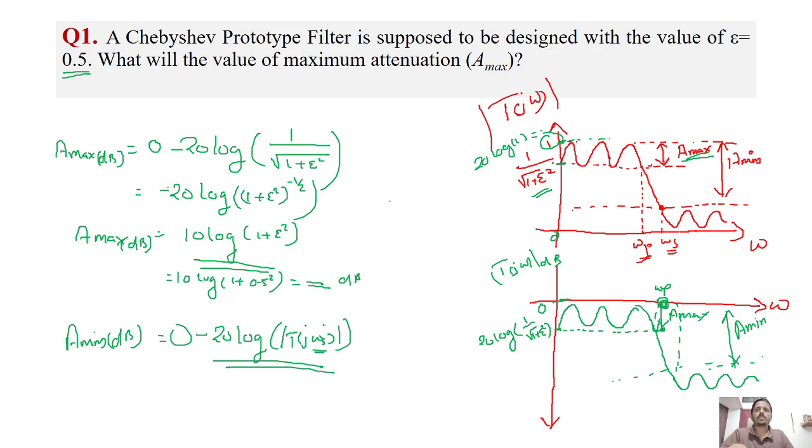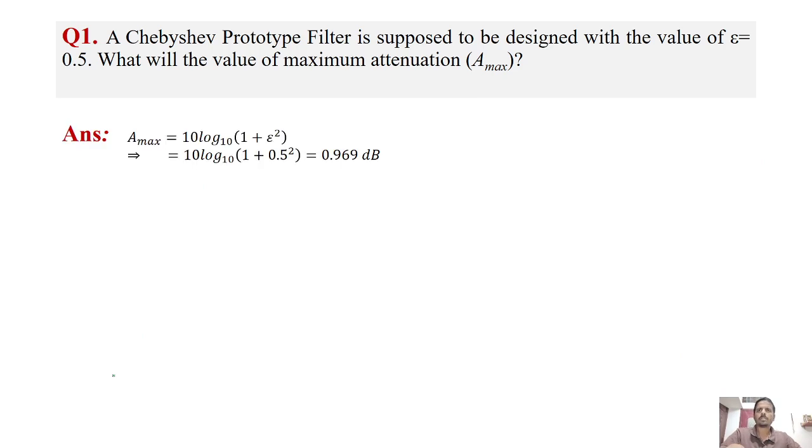So the question is to find only A max. We can find it directly by substituting in this equation, 10 log of 1 plus epsilon square, with epsilon equal to 0.5. Let me show the solution. A max equals 10 log of 1 plus epsilon square; substituting epsilon as 0.5, we get A max equal to 0.969 dB. So that is the first question.